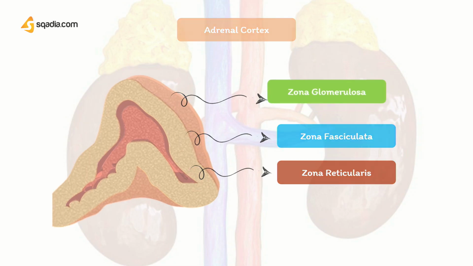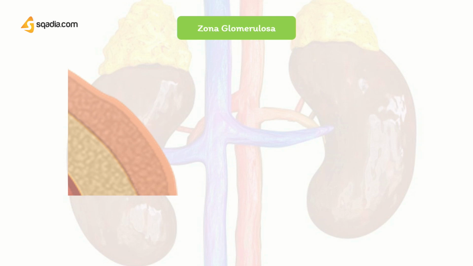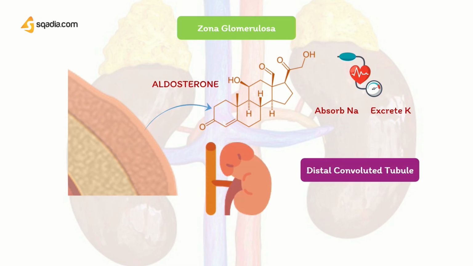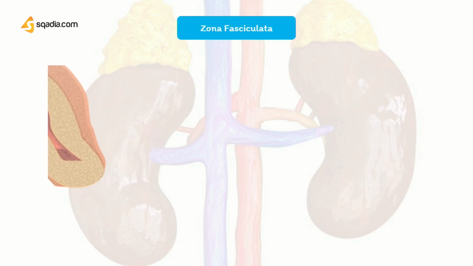So we know that Zona Glomerulosa is the outermost layer of the cortex and is the main site for the production of aldosterone. Now, the main function of aldosterone is to help regulate the blood pressure by increasing the absorption of sodium and excretion of potassium in the kidneys, particularly at the site of distal convoluted tubule and the collecting duct.